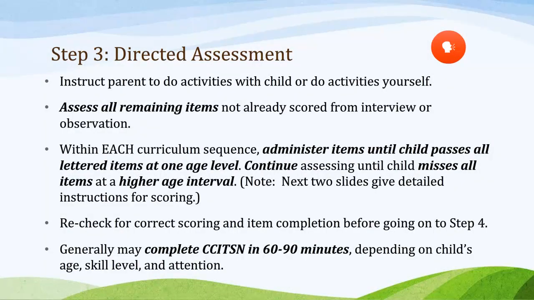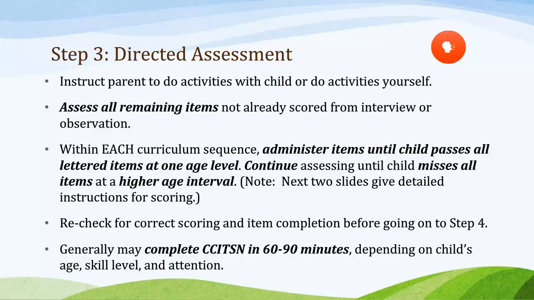Step 3 is the directed assessment, when you will complete the assessment for any items not scored during the interview or observation. Following the procedures listed in the manual, assess all unscored sequences that are developmentally appropriate for the child. Use materials familiar to the child whenever possible. Only use items you bring when similar items are not already available. When assessing items, you will establish a basal and ceiling for each sequence. A detailed explanation about how to do this is given on the next two screens.